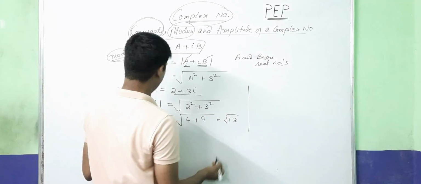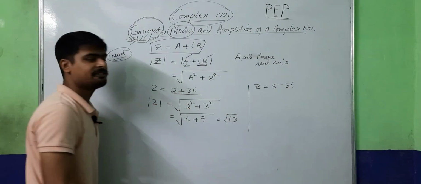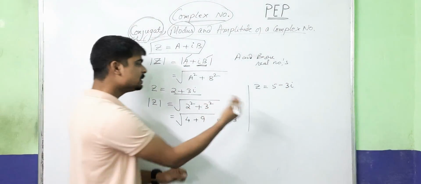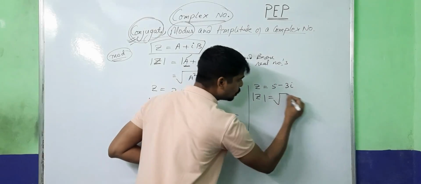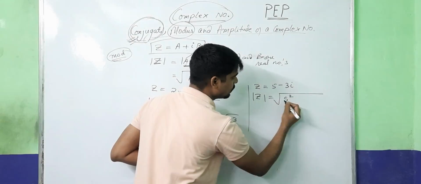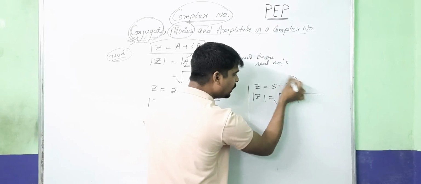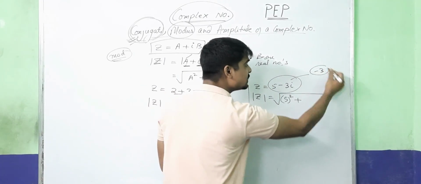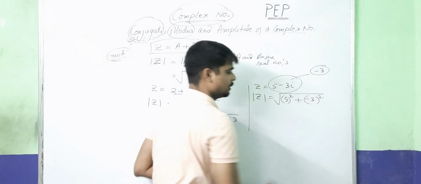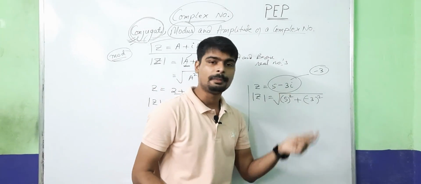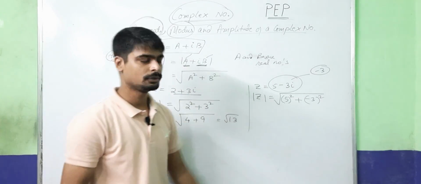If we take another example, Z is equal to 5 minus 3i, then what is the modulus of this complex number? The modulus will be root of A square plus B square. What is B over here? B over here is minus 3. Please don't take 3, it will be minus 3, so minus 3 whole square. Since it has no effect whether you take plus 3 or minus 3, but then also you have to write minus 3 because B value is minus 3.